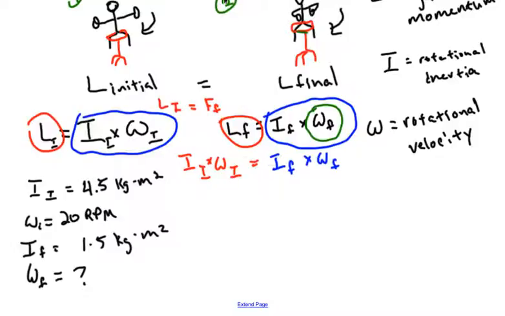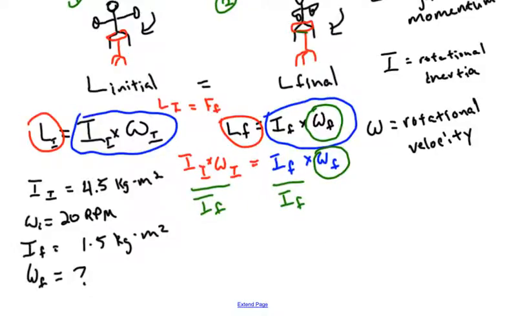Alright, so we're going to use this equation because I can fill into this equation. I don't have the momentums. You can solve for the momentums, but I'm going to just use this equation. I want the final rotational velocity by itself. So I'm going to rearrange the equation by dividing by the final rotational inertia on both sides.